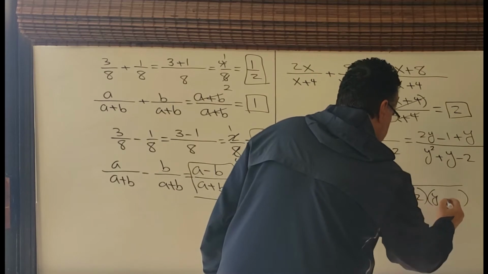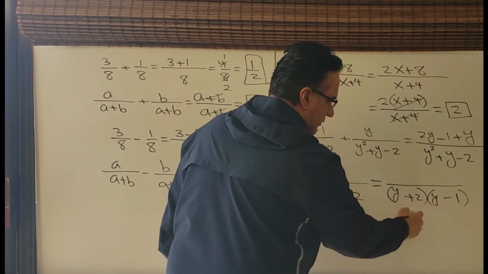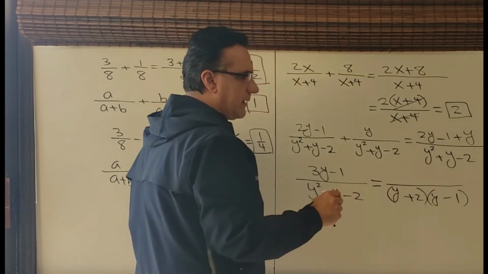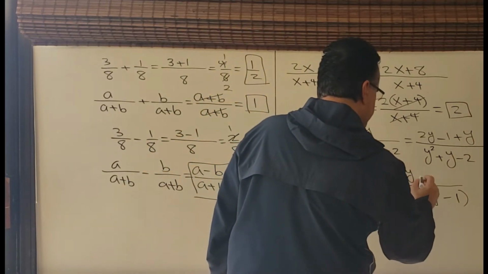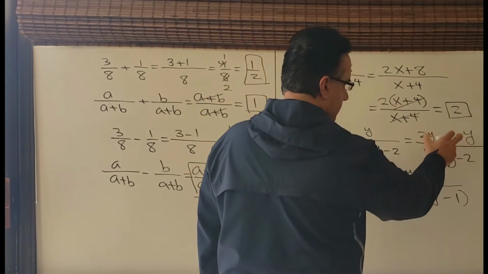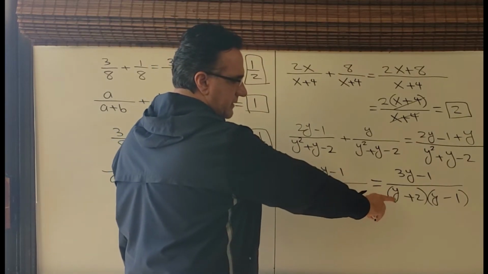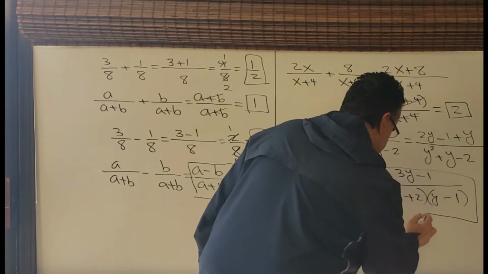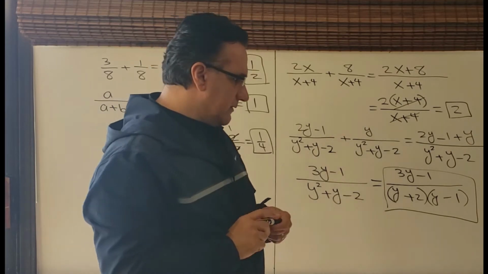However, we have to make sure that the inner product, which is positive 2y, and the outer product, which is negative y, add up to positive y, which they do. So we have 3y minus 1. We're simplifying the top. Notice nothing further can be done, so we leave it there. And we go ahead and box the answer. So that is the result that you should have gotten.